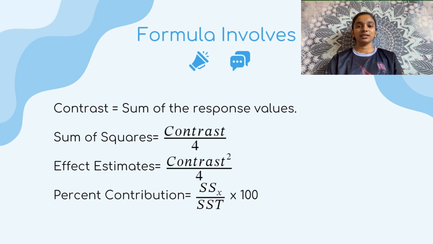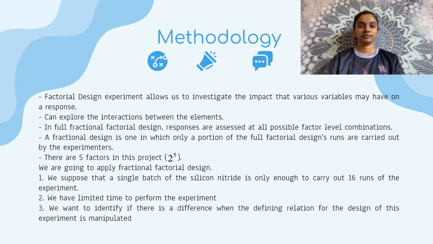As we can see here, contrast is given as the sum of the response values, sum of squares is equal to the contrast squared divided by 4, effect estimates is given as the value of contrast divided by 4, and finally, percent contribution is given as sum of squares of x divided by sum of squares total multiplied by 100. Now, let me explain about the methodology.